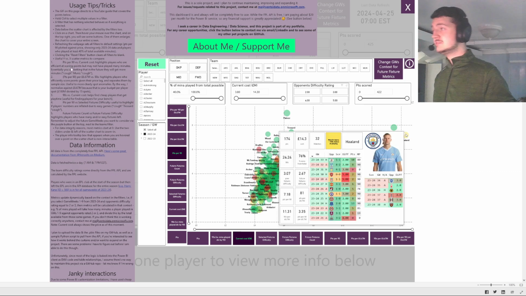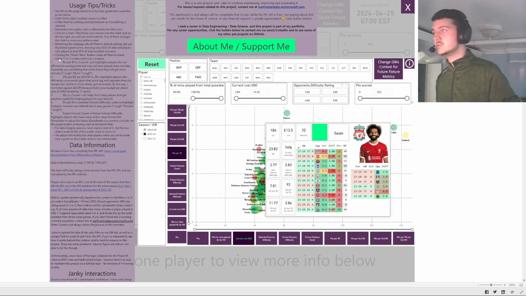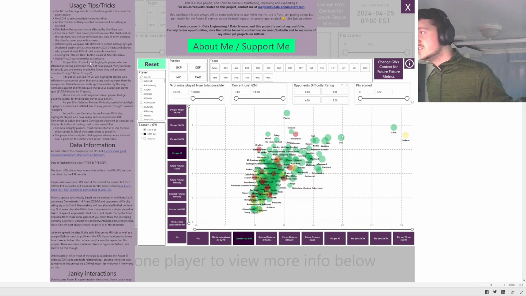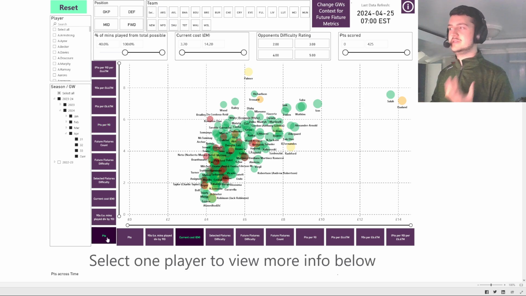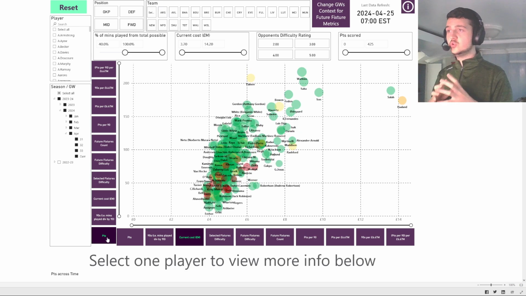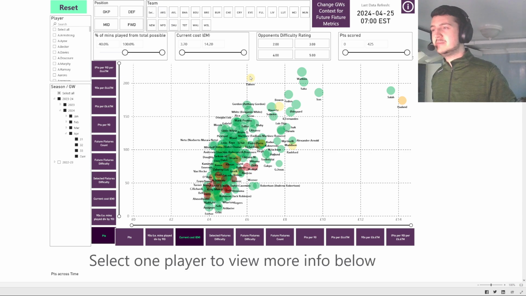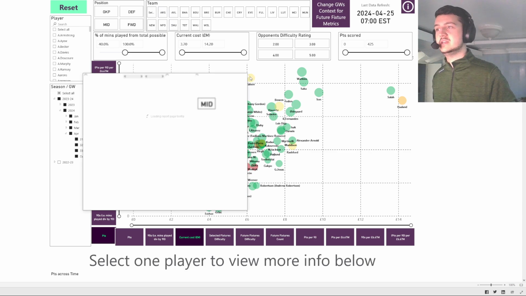So the first metric that I talk about is the metric that you have currently on screen: points per 90 versus current costs. And what this does is it's very good if, let's say, Palmer. If I select points instead of points per 90 on the y-axis, Palmer won't be the highest player on the chart because he hasn't gotten all the minutes. He's up there. Palmer's actually a bad example because he has actually gotten quite a few minutes.